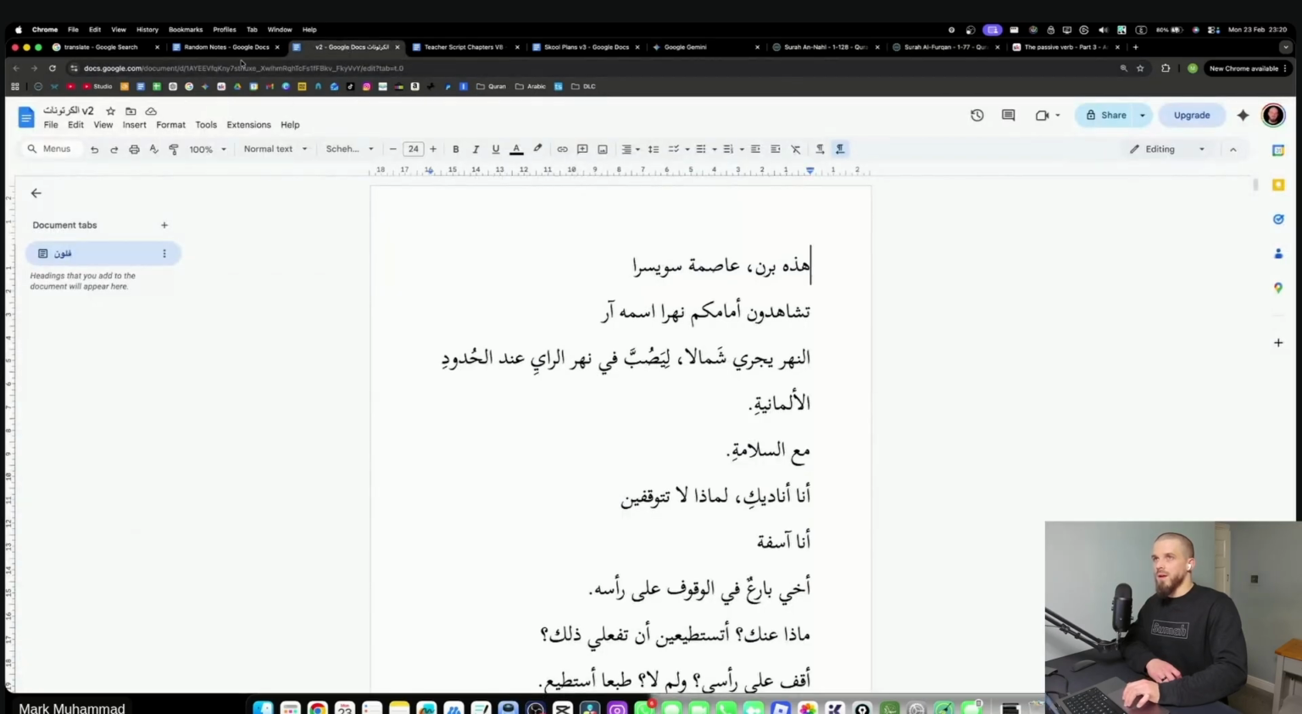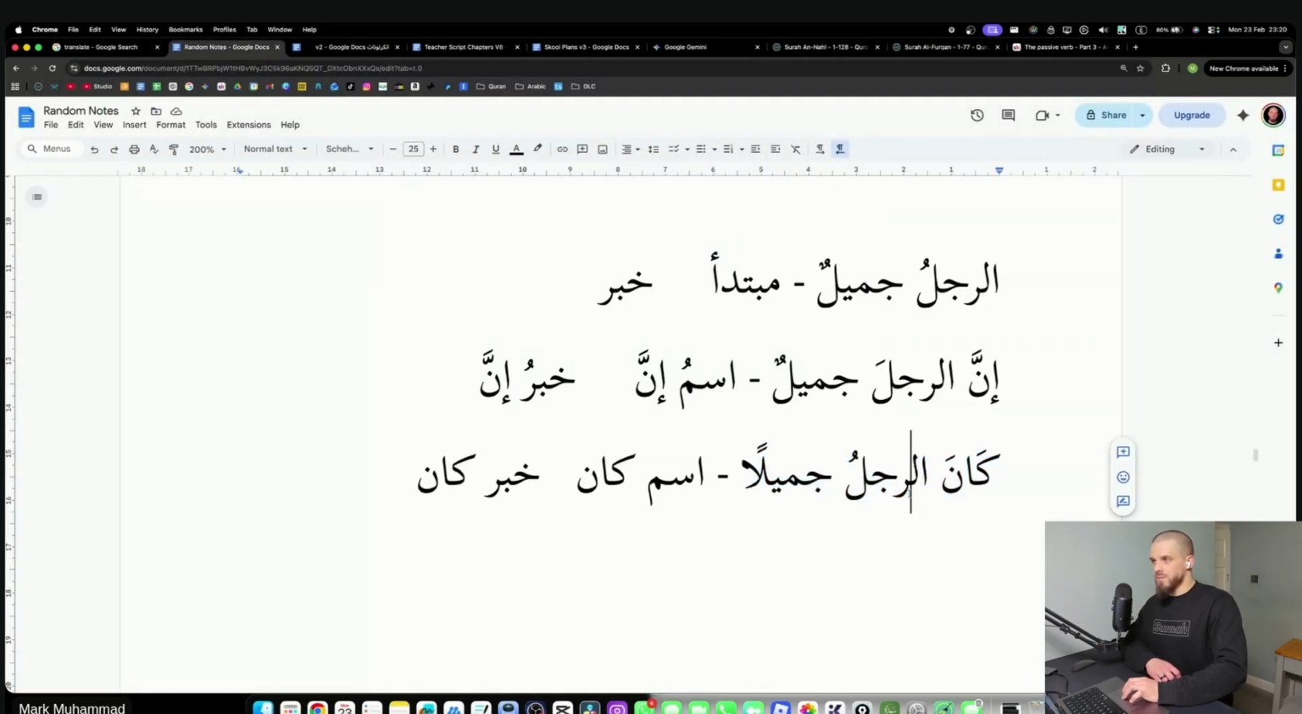So what has it done now? What kana has done is made the word rajul, instead of being called the mubtada, which it was in the original sentence, now called the ismu kana. And now the khabar becomes mansub. So when you say kana yomi jayidan, jayidan is mansub, because jayid is the khabar of kana, because you said kana in the sentence. So that makes sense so far.